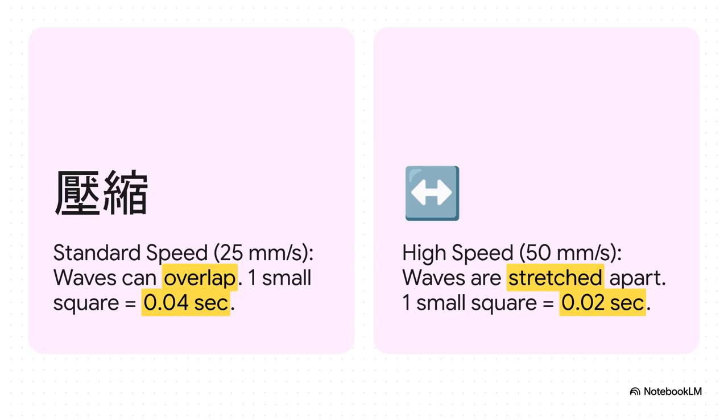And here's the fix. It's so simple. By doubling the paper speed to 50 millimeters per second, we literally stretch the ECG out horizontally. All of a sudden, you can see clear space between the waves. Now, each small square represents half the time, just 0.02 seconds, which gives every single part of the heartbeat room to breathe and show you what it really is.